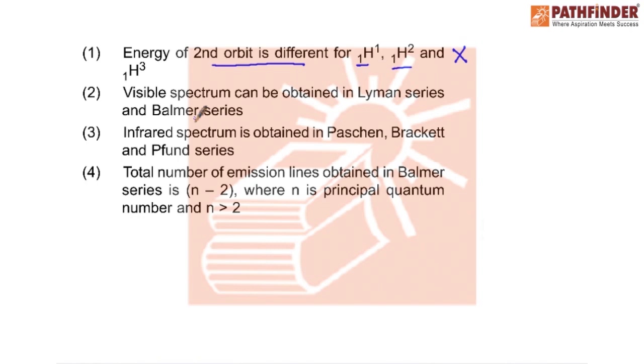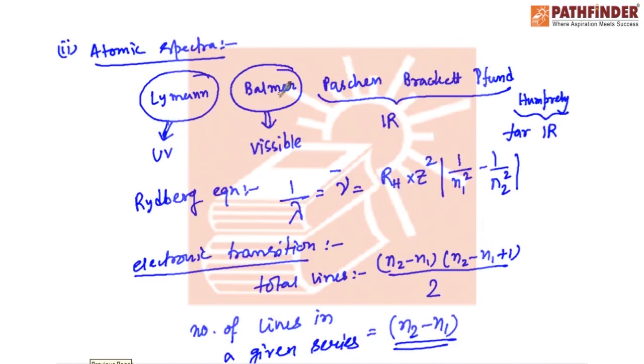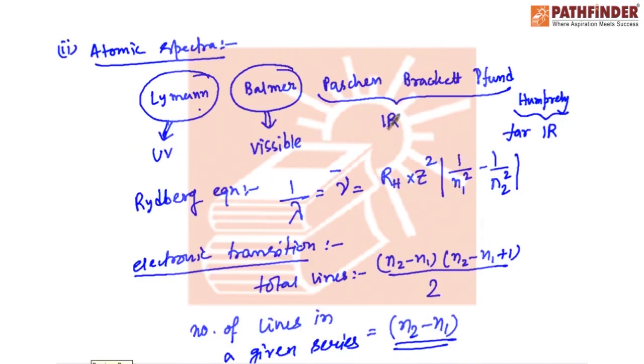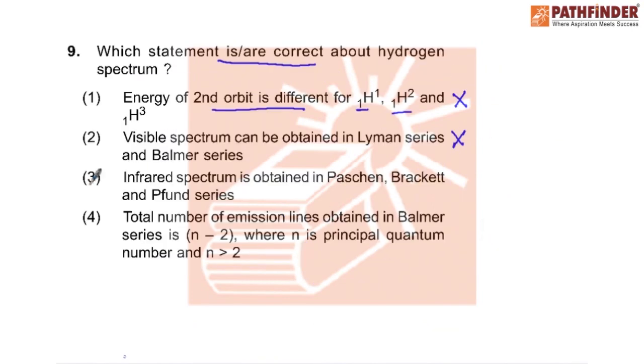Visible spectrum can be obtained in Lyman series and Balmer series. Now as we have just seen, the Balmer series lies in the visible zone and the Lyman series lies in the UV zone, but they are asking that the visible spectrum can be obtained in the Lyman series as well as in the Balmer series. This is also not correct. Now infrared spectrum is obtained in Paschen, Brackett and Pfund series, that we have seen. So this is a correct option.